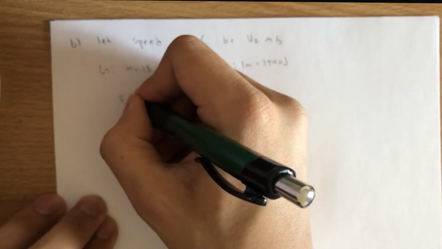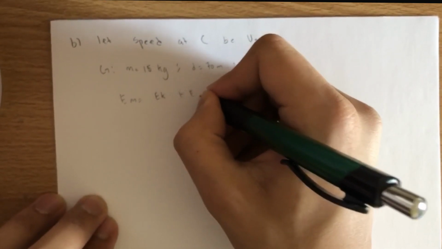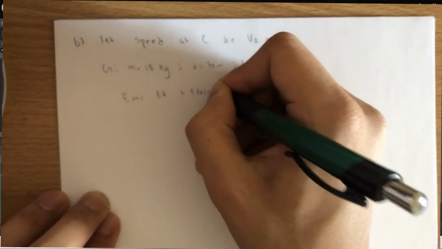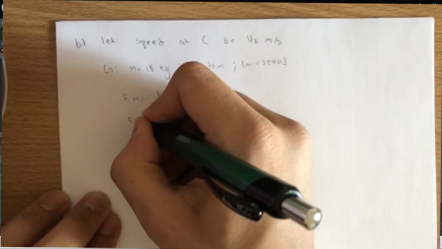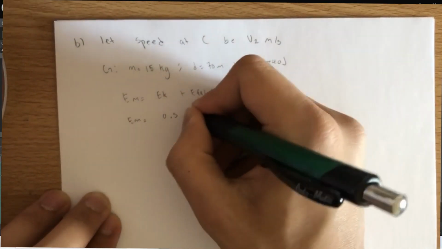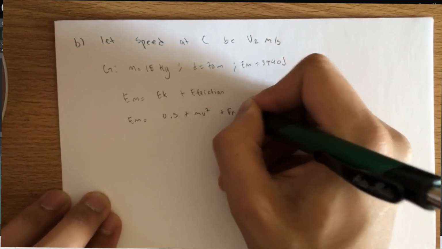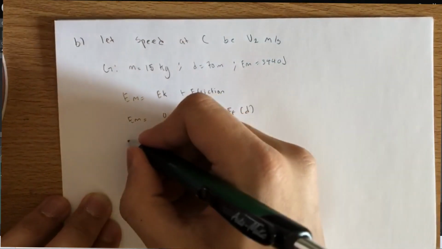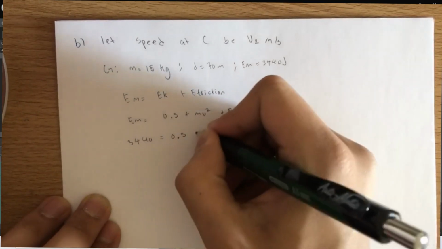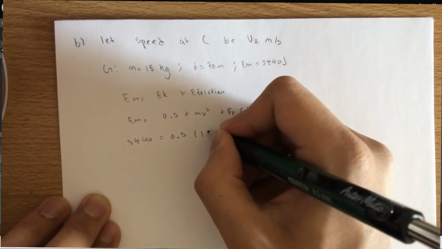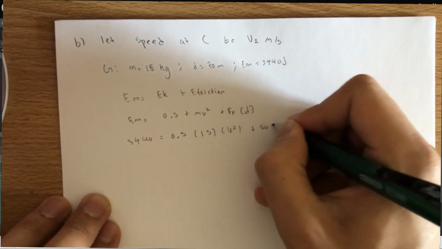We will now write down the equation where EM equals EK plus E friction. We will also then write down EM equals 0.5 mv squared plus the force of friction times distance. After that, we will then substitute those numbers so that we can find the end result. We will substitute for EM, which is 3,440 joules, then EK is 0.5 mv squared, which is 15 times v squared, plus force of friction times distance, which is 50 times 70.